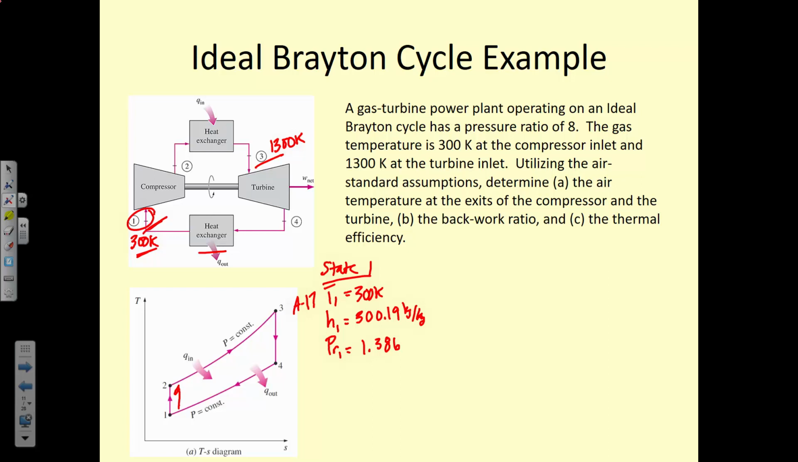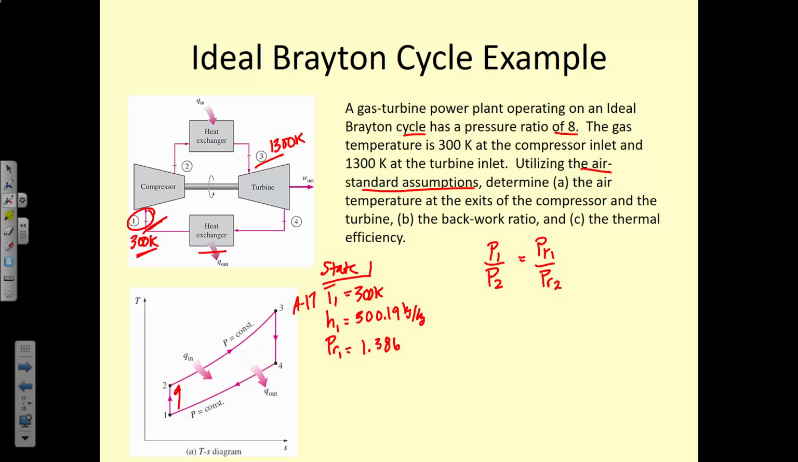Okay, we know the process from state 1 to 2 is isentropic, and in this case we can use the air standard assumption, so we're assuming that air is our working fluid. For the isentropic compression of an ideal gas, we know that P1 over P2 is equal to PR1 over PR2. So we're told this cycle has a pressure ratio of 8.